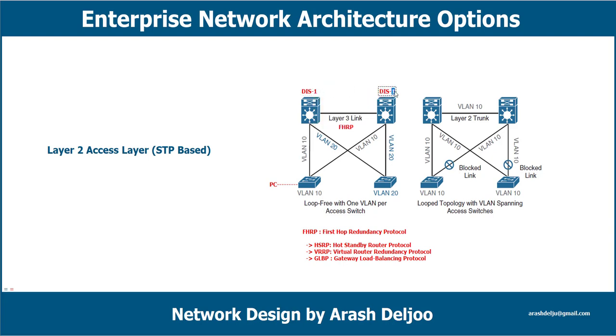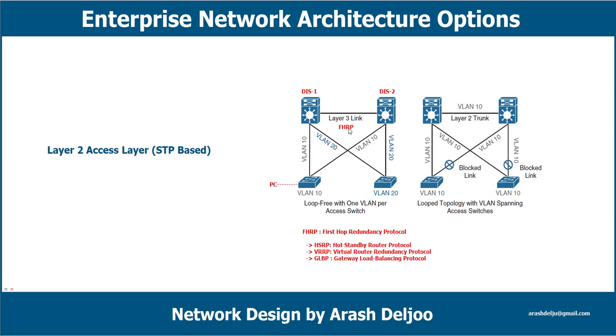When we use loop free, it means that we have one restriction. The restriction is that VLAN 10 should be restricted to only one switch and VLAN 20 to the other switch. Because of that, we don't have a loop, and STP doesn't block any interface. For VLAN 10 we can use both of these two links, and for VLAN 20 we can use both of these two links, and the link between distribution 1 and distribution 3 is a layer 3 link.